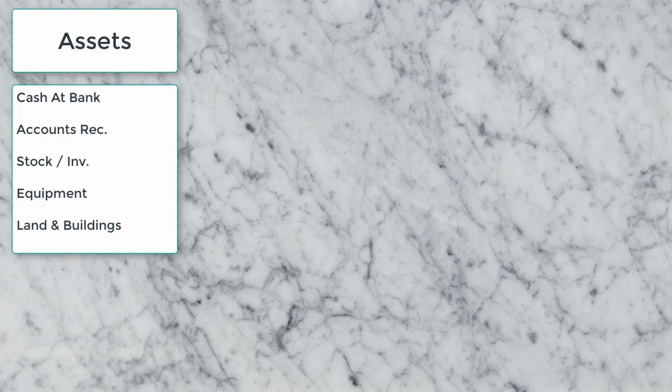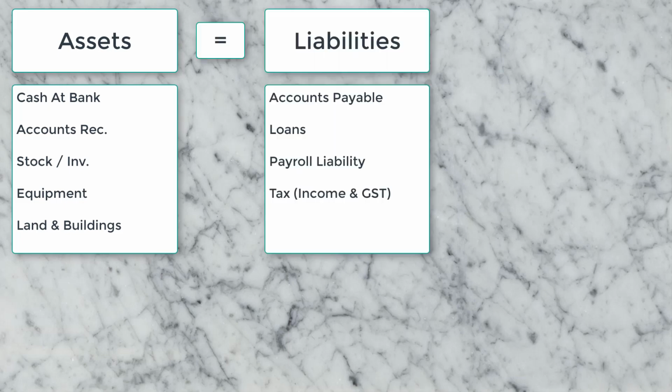Now, on the other side of that equation, we have liabilities, which are things like accounts payable, money that we owe for services we've purchased. It includes loans, and they might be to banks or other related parties, directors, shareholders, or other interested entities. It includes things like payroll liabilities for our salaries and other employment obligations. And it can include tax, like income tax, GST, or sales tax if you're in another country.